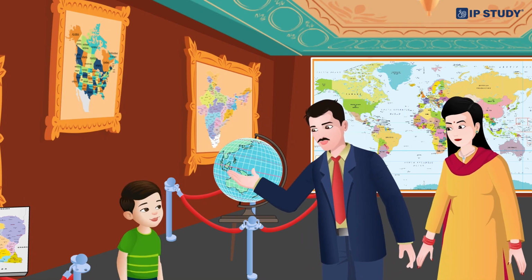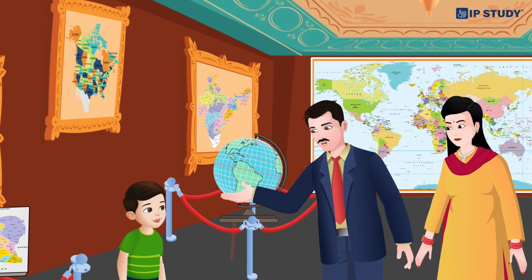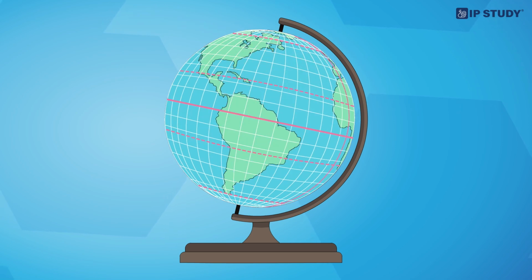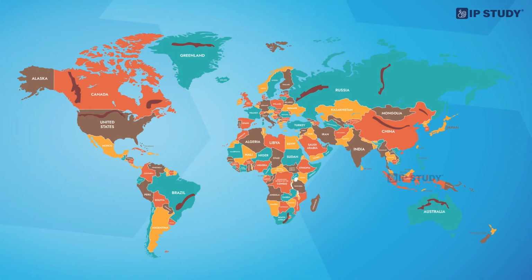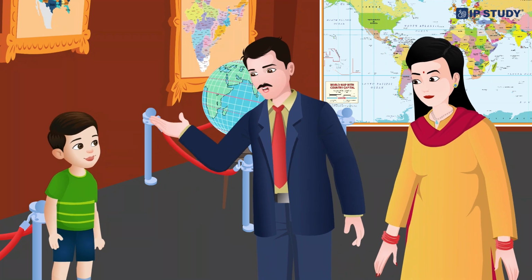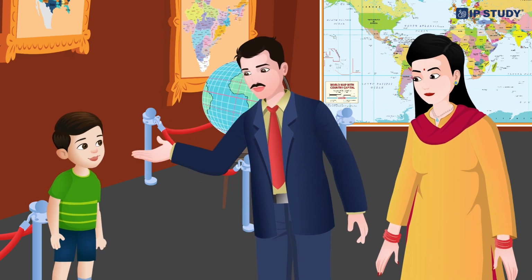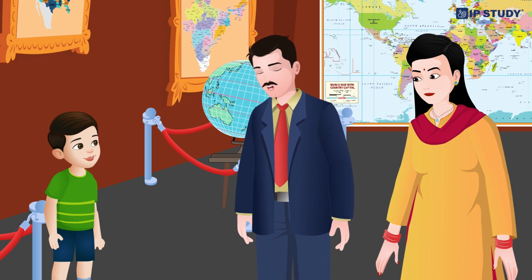All right, Rahul. Can you tell me the difference between a globe and a map? Well, a globe is round like the Earth, and a map is flat. And maps can show different things like countries or mountains. The whole Earth cannot be seen on the globe at the same time. A clear picture of the whole Earth can be seen at the same time on a map. That's right. Good job, champ. They both have their advantages and disadvantages, but they both are important for understanding geography.